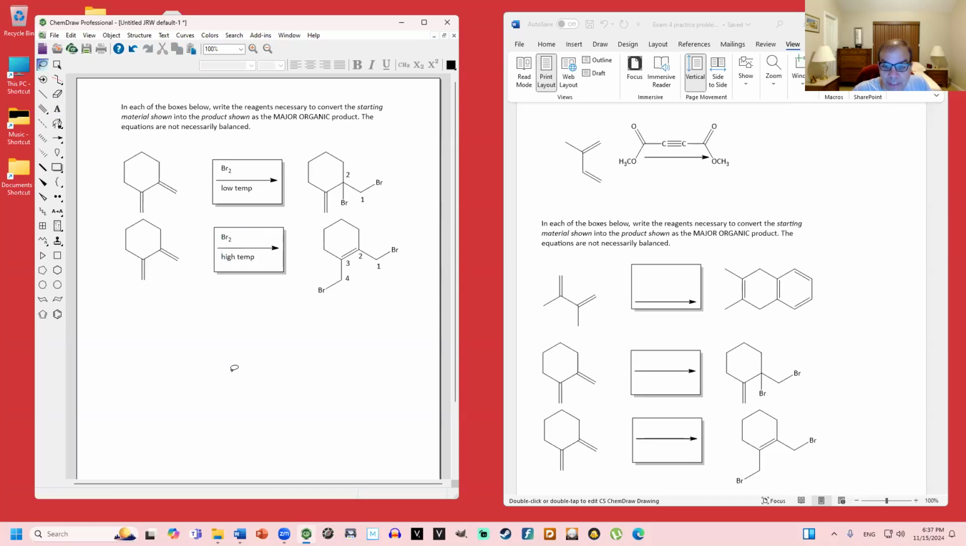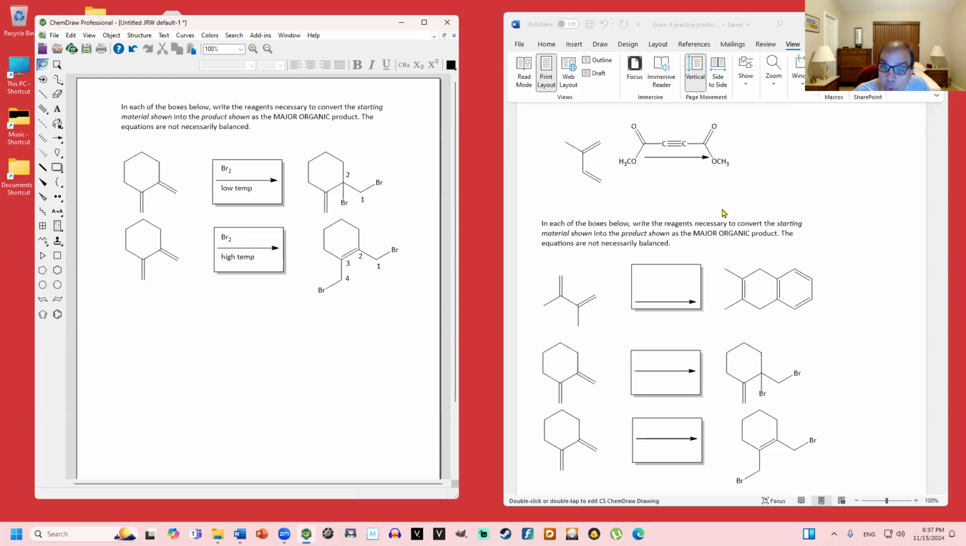And I don't think it's necessary to mention specific temperatures. I don't remember exactly how the grading went on this exam, but if anyone had put Br2 and 0 degrees or -20, that would have been completely fine. And for this one, if they'd put Br2 and 40 degrees or 60 degrees or something like that, I'm sure we accepted it. But it's not necessary. Low temp and high temp are good enough.